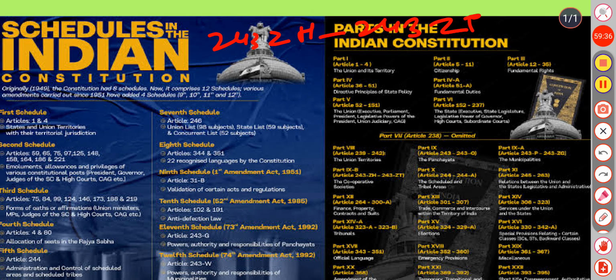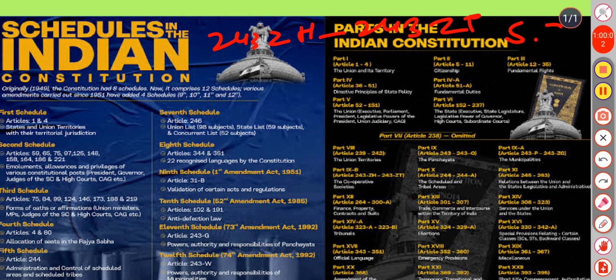Okay. Now Part 10. So under Part 10, the 244 or you can say 244 clause A, means 244 to 244A, okay. So all the things which are related to this are the scheduled and tribal areas, right, tribal areas. So this is Part 10. Is it clear? Now let's move to Part 11.